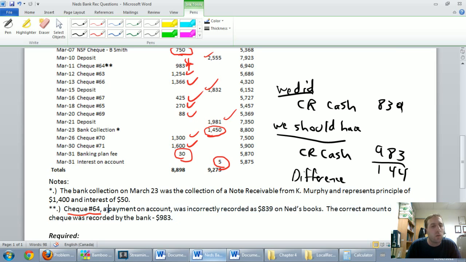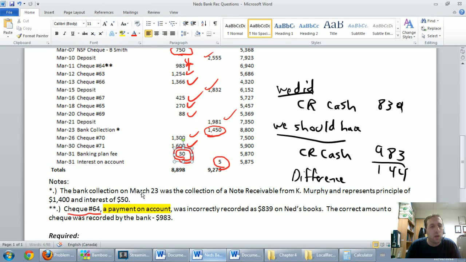Now I kind of glossed over this the first couple of times we've looked at it, but I just want to note it now, this phrase, a payment on account. So we went credit cash, and it was for a payment on account. Aha! A payment on account means if we receive it, somebody else is paying us on account, but this was us paying somebody on account. If I pay somebody on account, it's because I'm paying down my accounts payable. So I went debit accounts payable, credit cash, $839. I should have gone debit accounts payable, credit cash, $983.